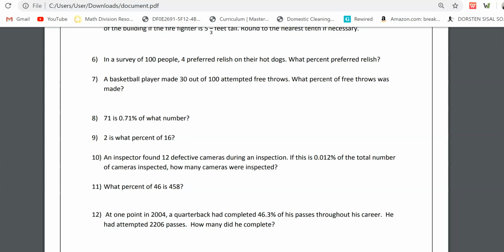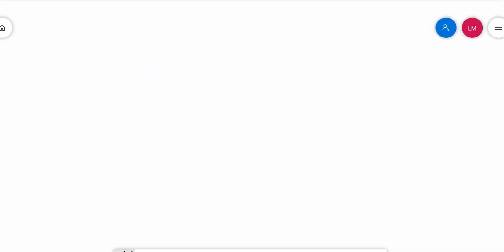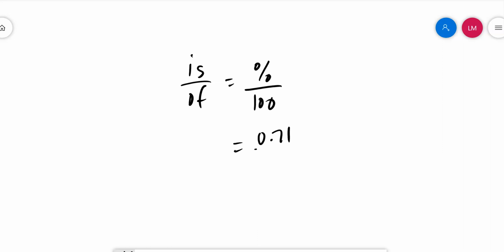So put that in the numerator. Then put the 0.71 as the percent. And again, the of is what you're looking for, so I'm going to read it. 71 is 0.71% of what number? So your x is of. Let me just put that down real quick. So it's is over of equal percent over 100. The percent was 0.71. And we were looking for of, and I believe, again, the is was 71.